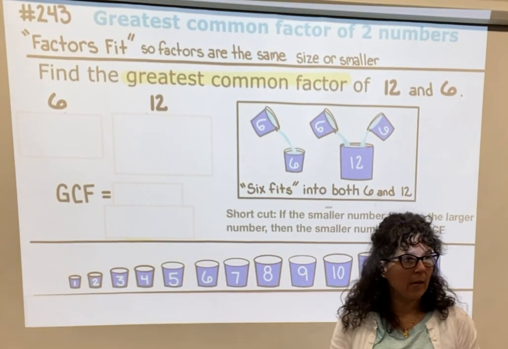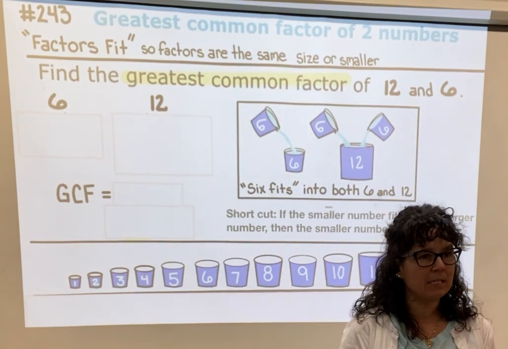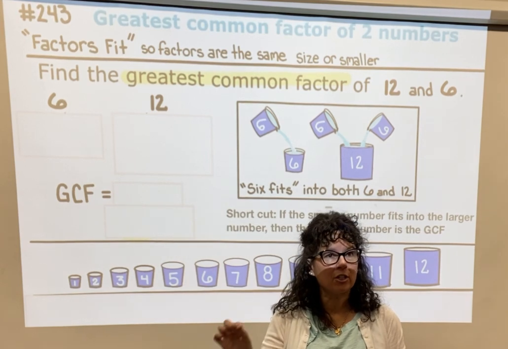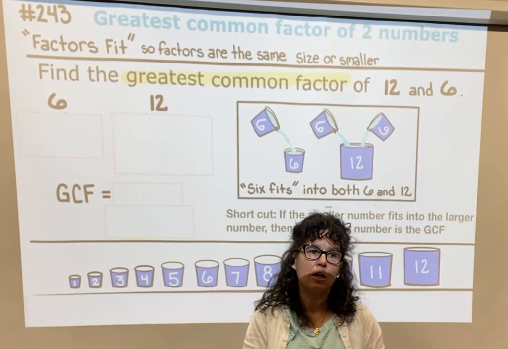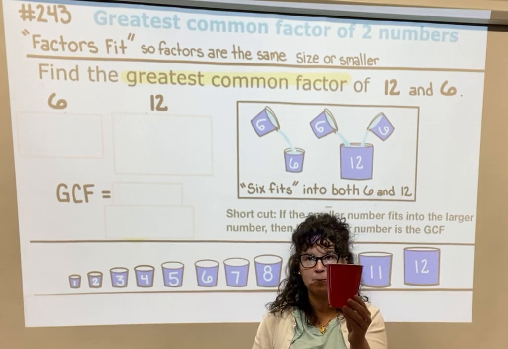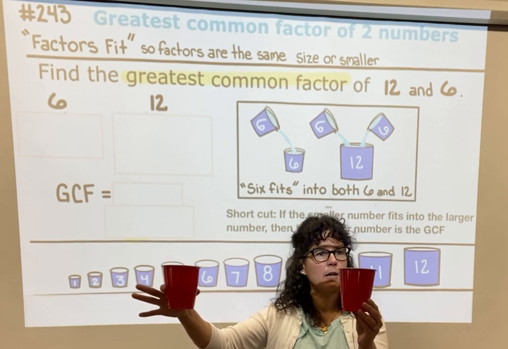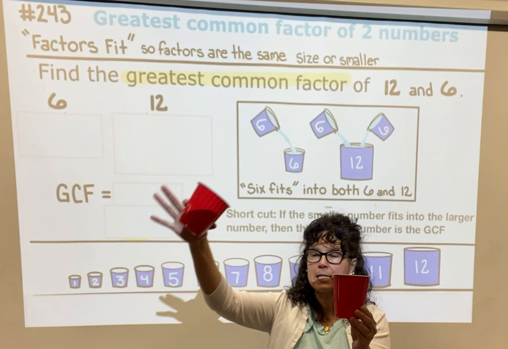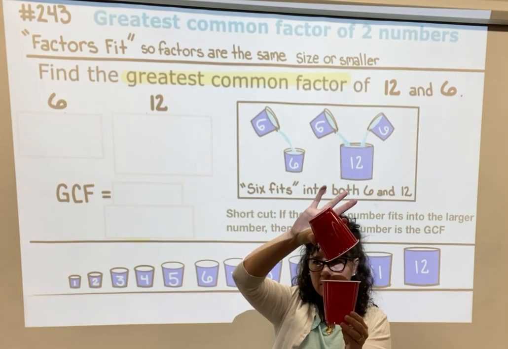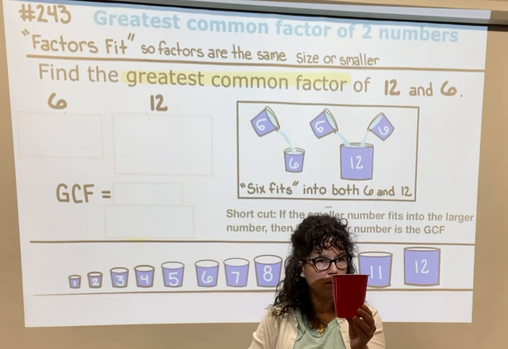If we want to find the greatest common factor between two numbers, first we want to figure out what it means to be a factor. You will commonly hear that factors fit. Now, if this glass right here holds 24 ounces, I can fill up this one with 24 ounces and dump it into this one. I'm not going to spill any. So 24 fits into 24.